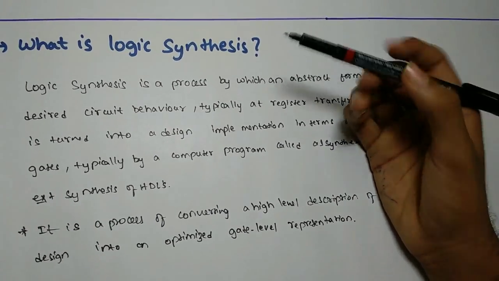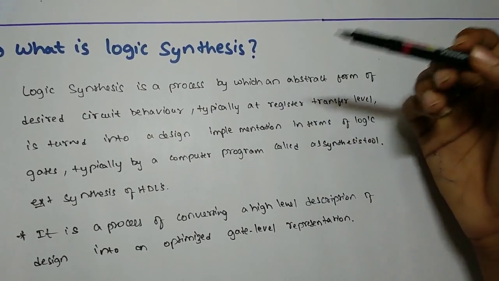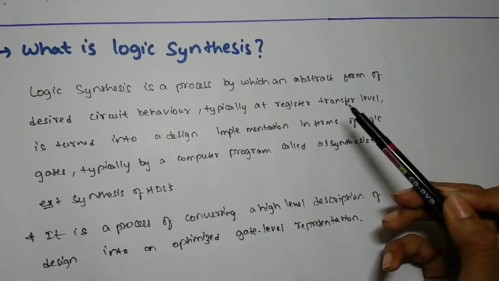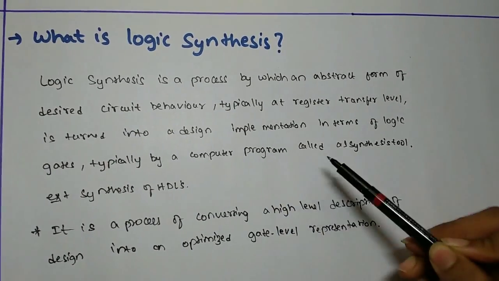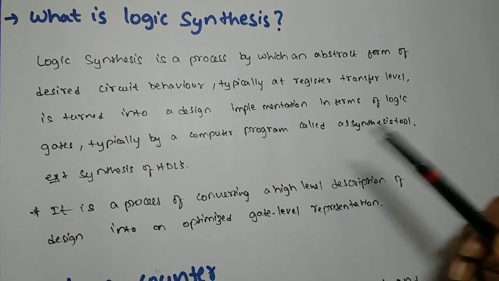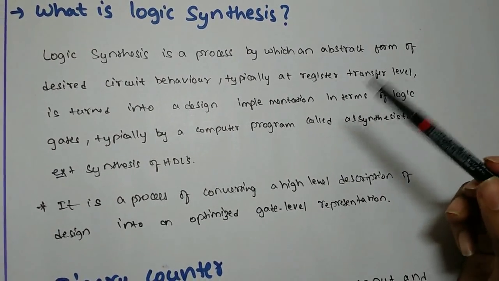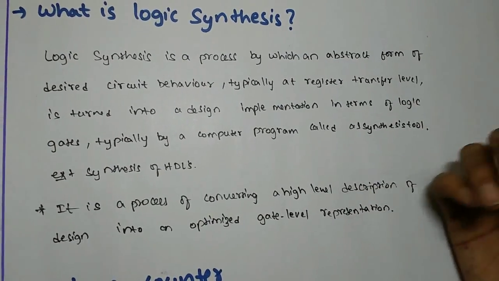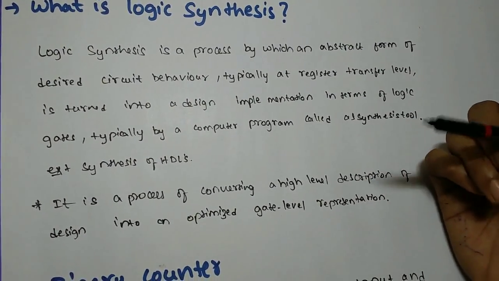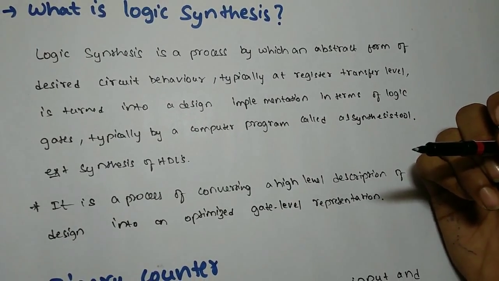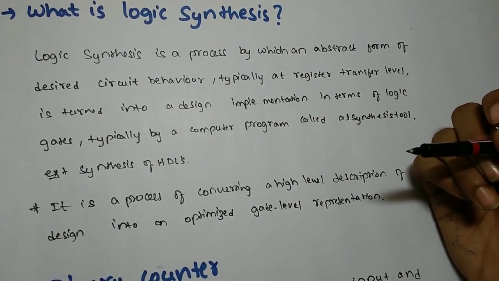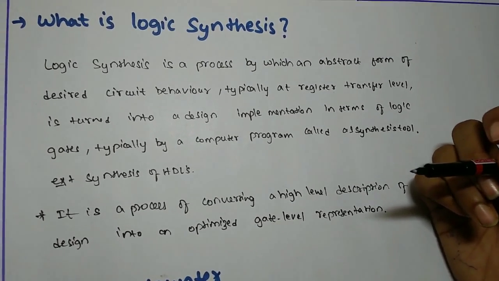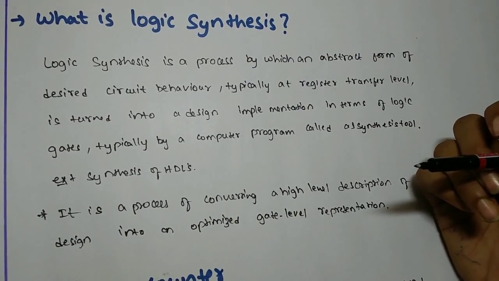Now I am going to tell you what is logic synthesis. Logic synthesis is a process by which an abstract form of the desired circuit behavior, typically at the register transfer level, is turned into a design implementation in terms of logic gates, typically by a computer program called a synthesis tool. It is a process of converting a high-level description of the design into an optimized gate level representation. Like we take some A, B, C, D plus B, D, E, F, and conversion of that into the gate levels, using AND and OR, that is called logic synthesis. So the whole conversion we call logic synthesis.